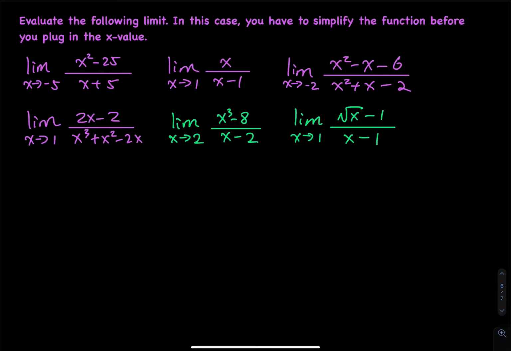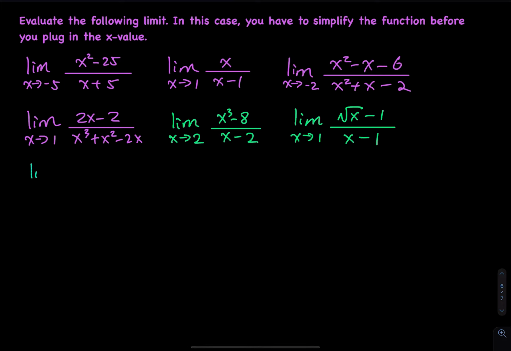In this type of limit, you cannot just plug in the x. Take a look at the first limit. Do you see that the first rational function has an x plus 5 in the denominator? So what happens when you plug in x equals negative 5? You have a 0 in the denominator. So in this type of limit, which is very popular, you have to simplify the function first before you plug in the x value. Let's do it.